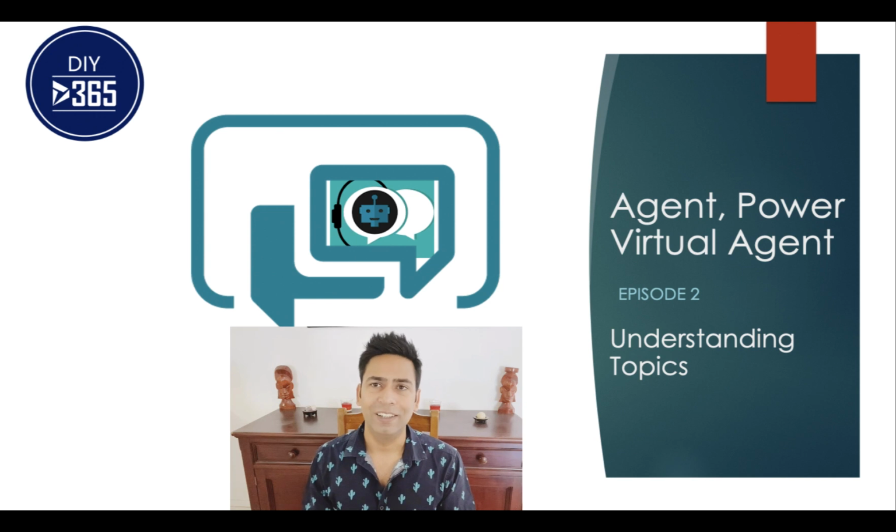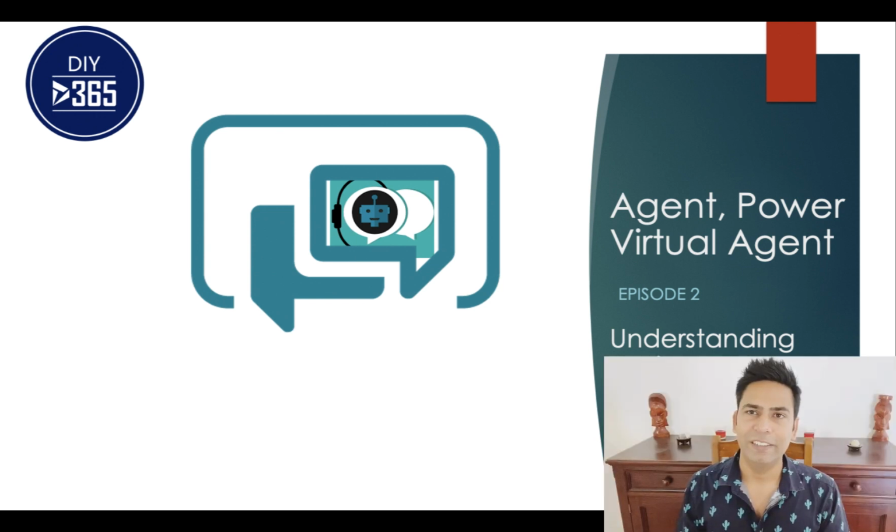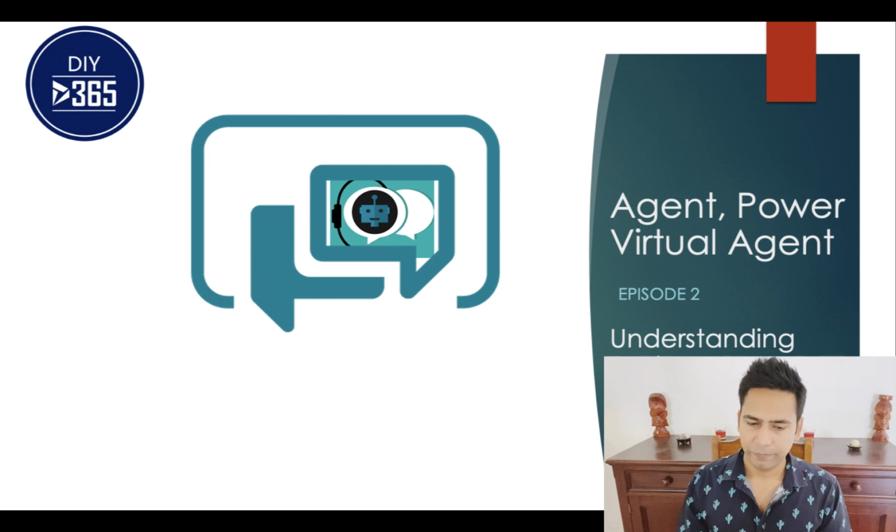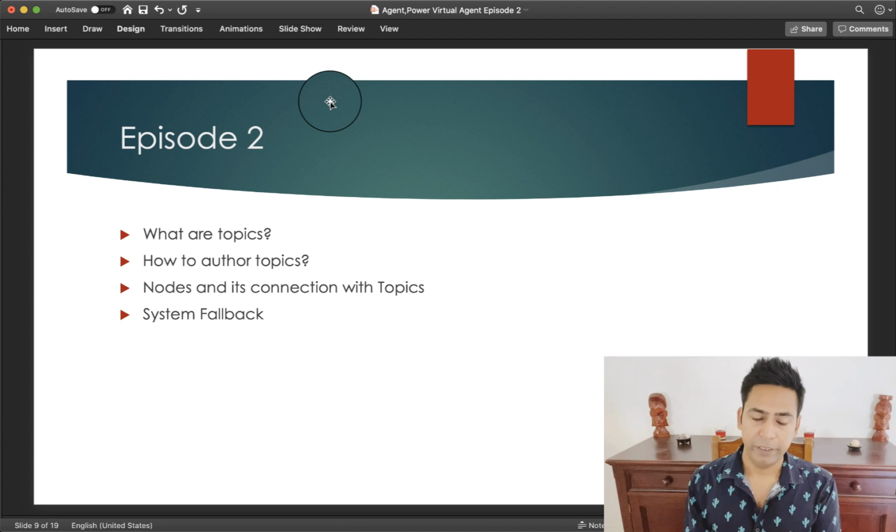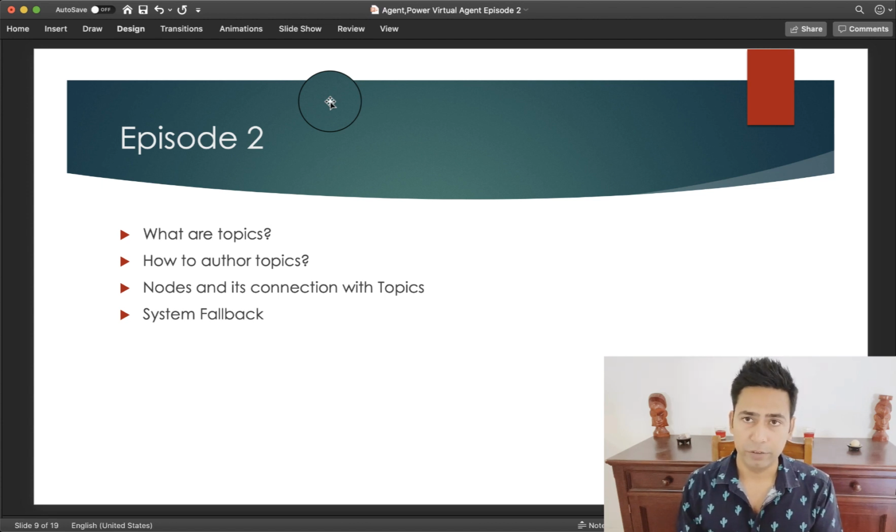It's a short one. Okay, so, all right, let's see what's an agenda today. So we'll see what are topics, we will see how to create or author topics, and what are nodes and what is its connection to topics. We will also look into system fallback briefly, and that would be covering the entire topic.